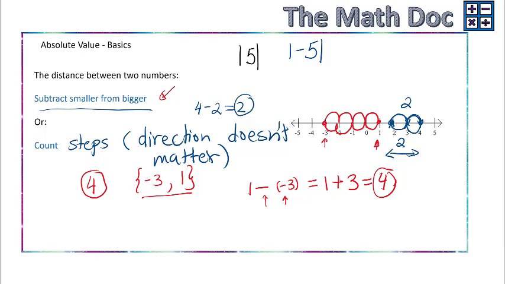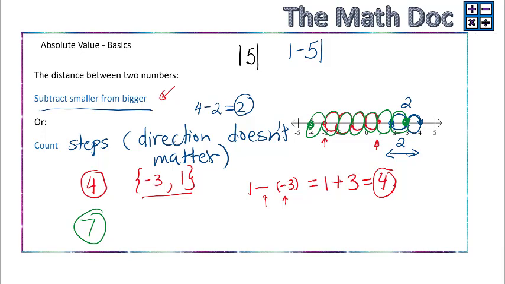Let's do this one in green just to be different, and let's look at 3 and -4. Again, let's look at the steps. Let's count the steps. 1, 2, 3, 4, 5, 6, 7 steps. Okay, 7. Let's go in the other direction. 1, 2, 3, 4, 5, 6, 7. So by counting the steps between the two numbers, we get a distance of 7.